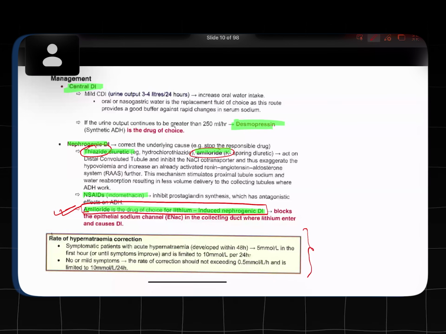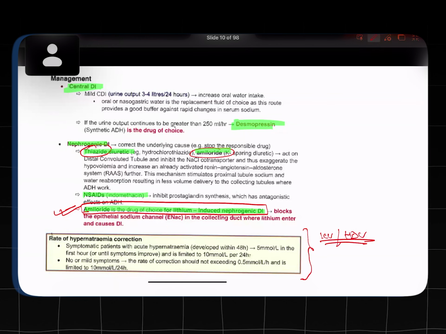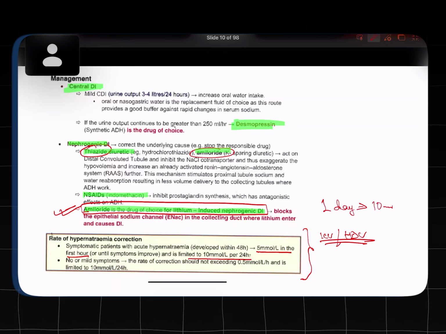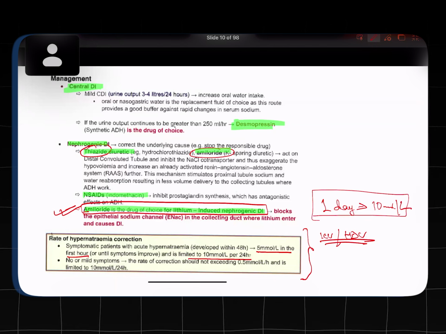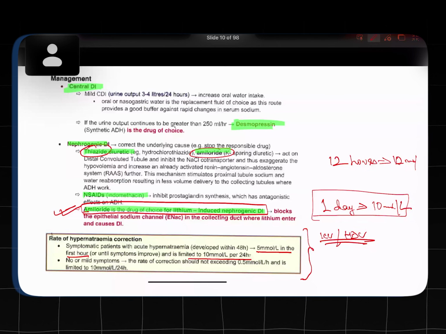Now, this question is coming up in the recent diets. This is basically for the ICU patients, or patients who are quite sick, that is symptomatically sick, and you are using 3% NaCl to increase the sodium. There, 5 millimoles per liter in the first hour. The limit is 10 millimoles per liter for 24 hours. That is, in one day, the maximum that you can correct is 10 millimoles per liter. Nowadays, they have actually reduced it. They are saying that in 12 hours, you can correct up to 12 millimoles per liter, 10 millimoles per liter maximum.